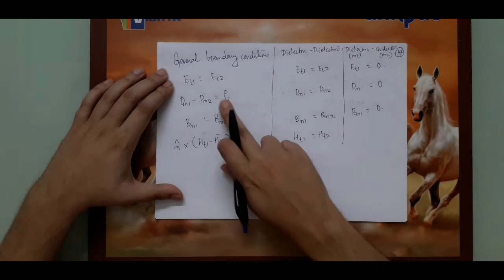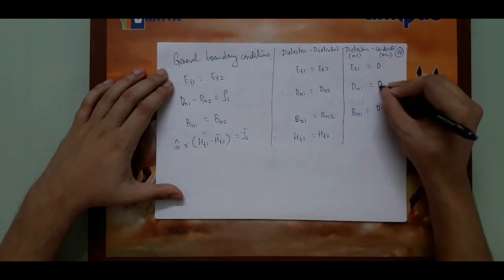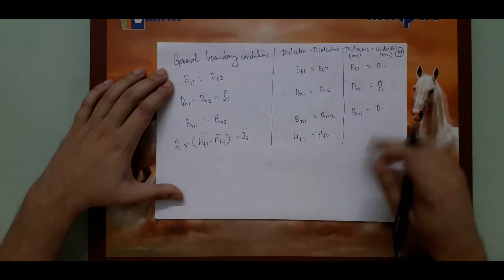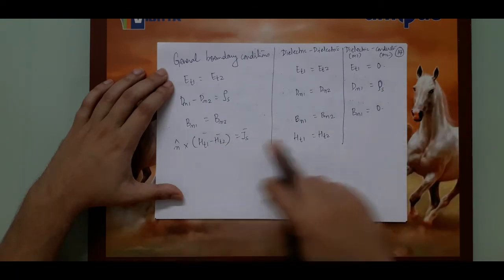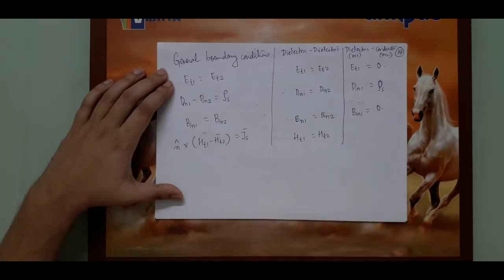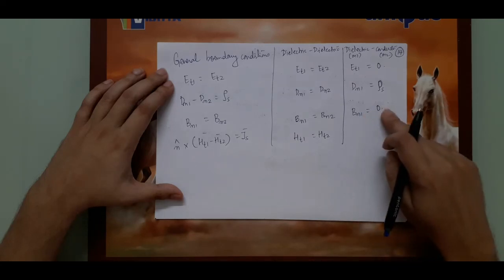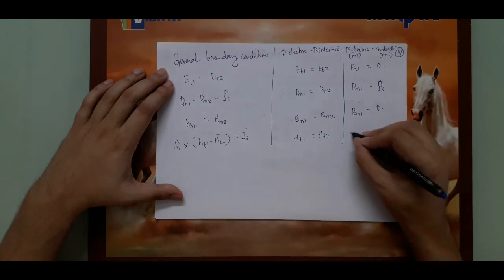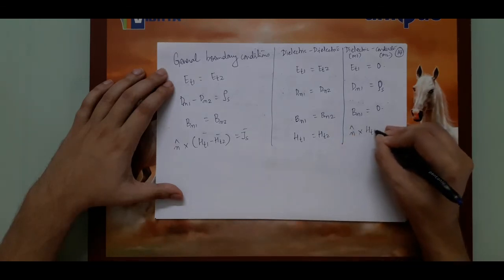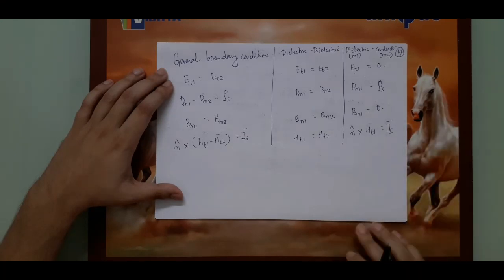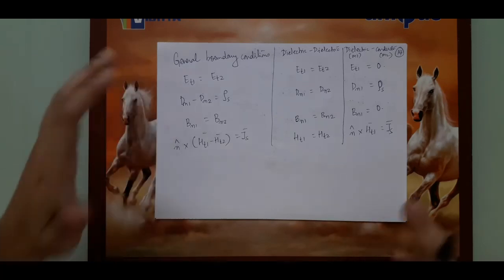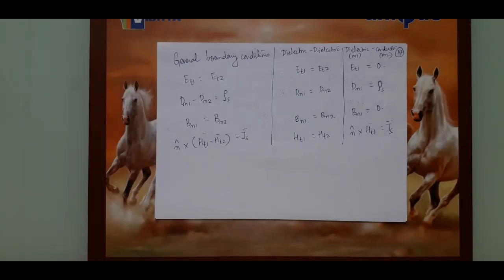I'm sorry, there's a small mistake. DN2 will be 0, but the surface charge will still be there. Because metals do have charge. Yes, we cannot write 0. So in case of the tangential component of magnetic field, if Bn2 is 0, then the H inside the metal will also be 0. So what we will have is this N cross HT1 will be equal to the surface current in the metal. And that's it. So these are called as the general boundary conditions.